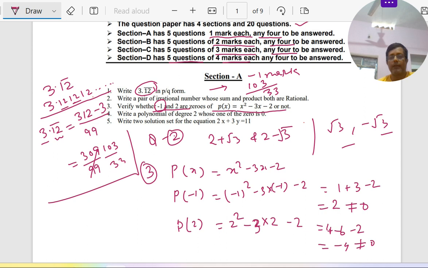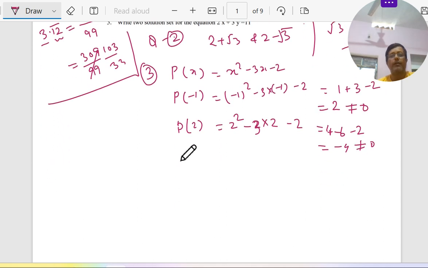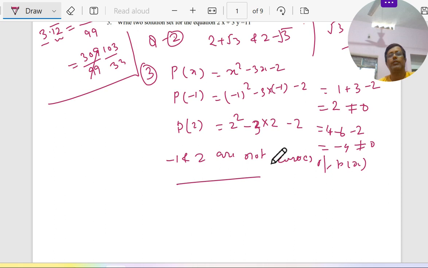So my answer will be here minus 1 and 2 are not zeros of P(x). Or we can write no, both are not zeros of the given polynomial.